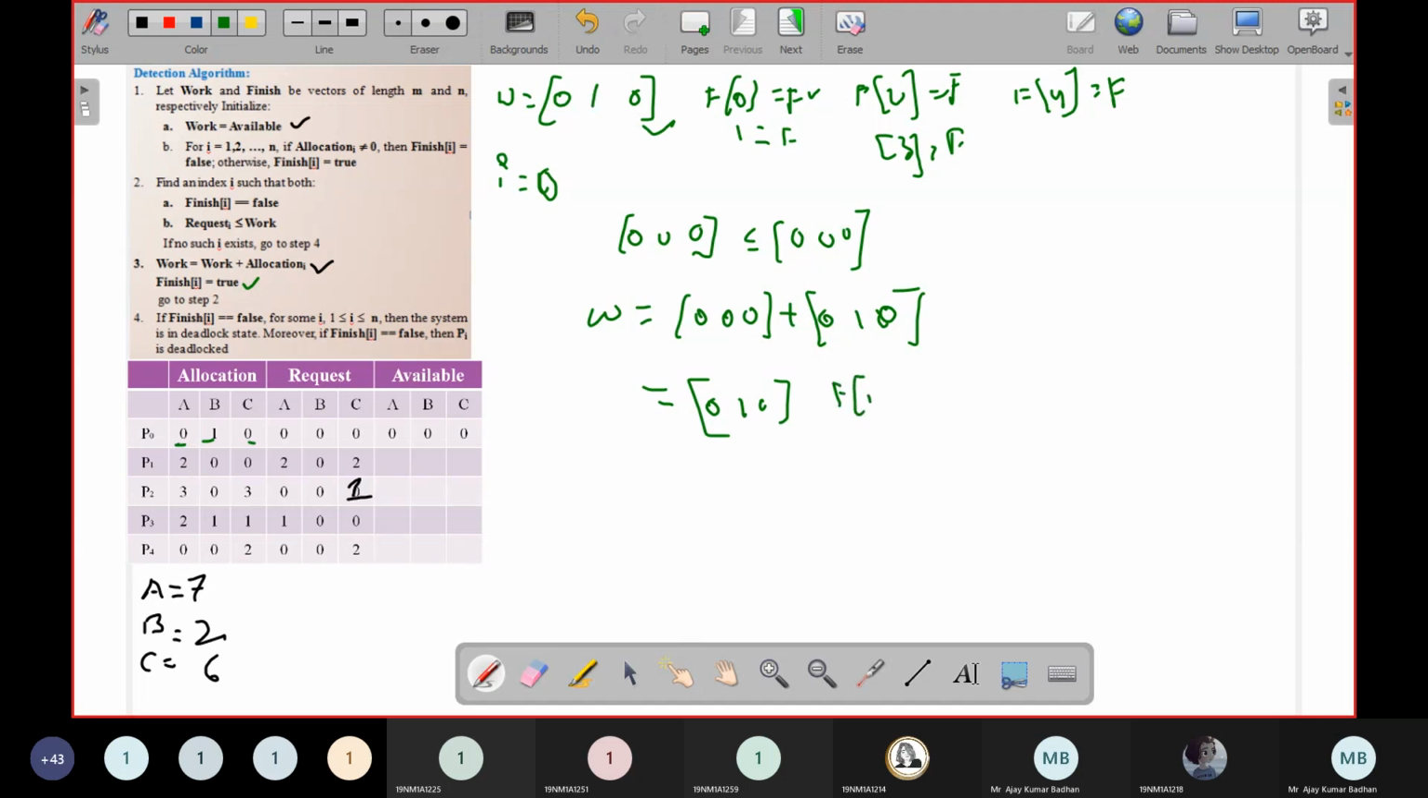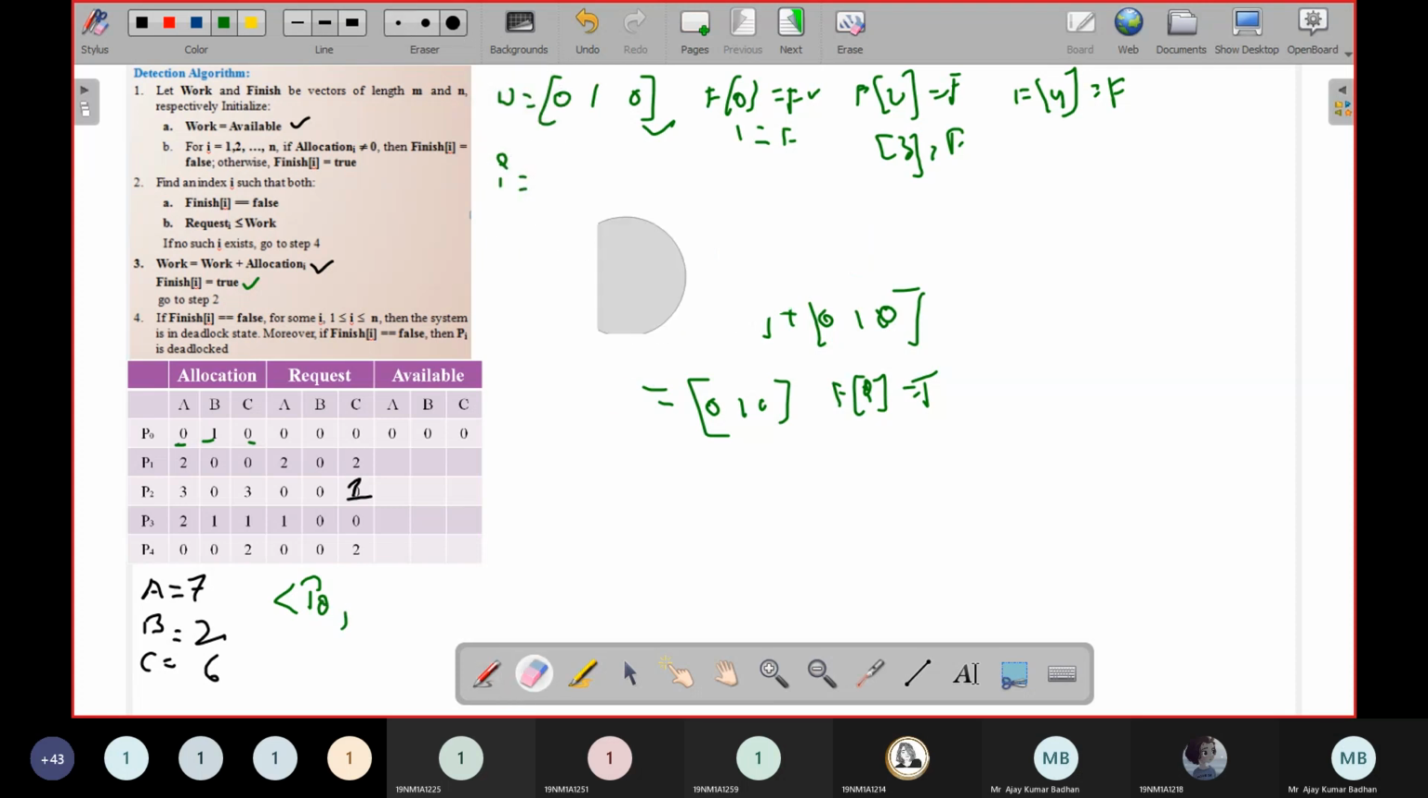And finish of 0 is equal to true, which means this process P0 has completed execution. So the sequence we got here is P0 first. Okay, that's pretty cool. Let's go to the next one. What is the next one we have here in the loop? I equal to 1. That is process number 1.